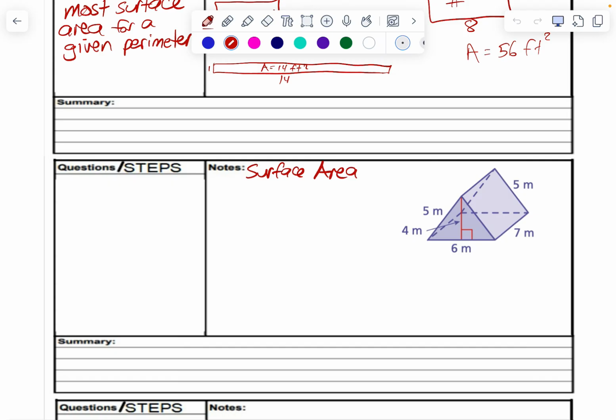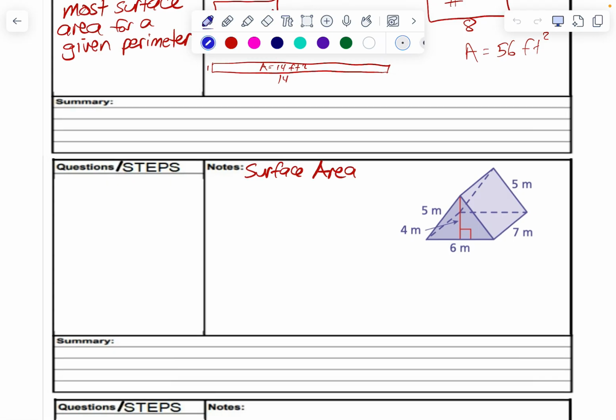All right, find the area of each unique face. Here's my suggestion. I definitely think it's helpful to draw them. So, area of each unique face. Let's say each one. It kind of helps you keep organized that way.